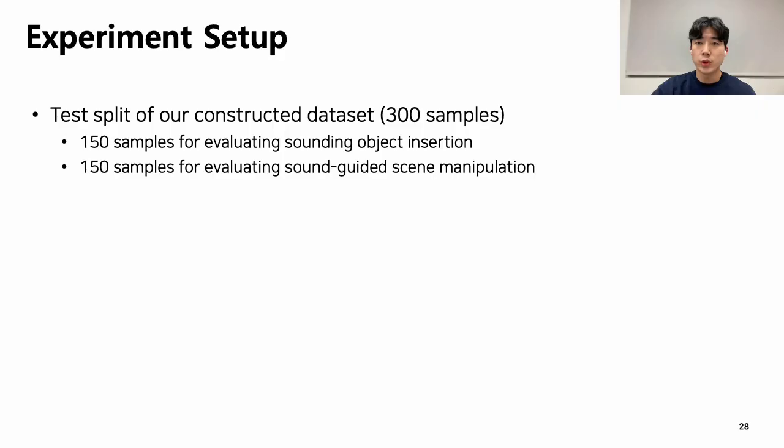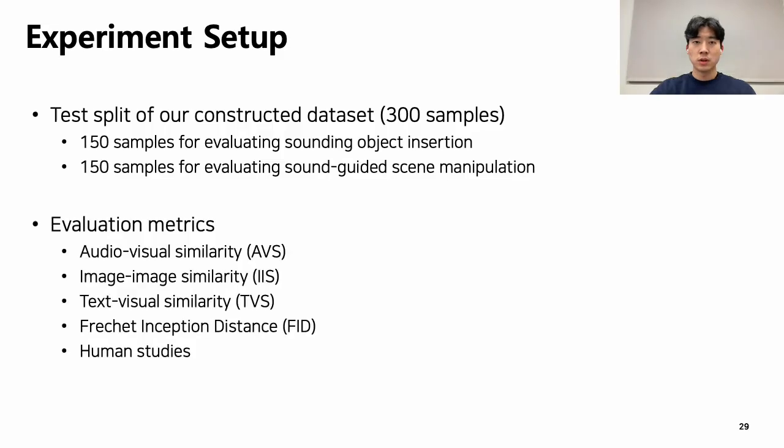For evaluation, we use the test split of our constructed dataset, which includes 300 samples. Half of these samples were used to evaluate the sounding object insertion capability of the models, and the other half were used to assess the sound-guided overall scene manipulation capability. These are the metrics we used for validation. The first three are for assessing the editing performance, while the FID evaluates the quality of the edited image. We also conducted human studies for additional validation.